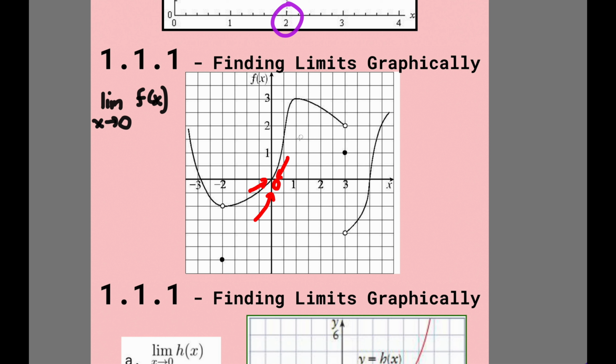You approach on both sides, you'll notice it meets in the middle, right here, at 0. So the answer for this first problem would just be 0, because the x is approaching on both sides. I use little arrows to show you, and the y value is 0.